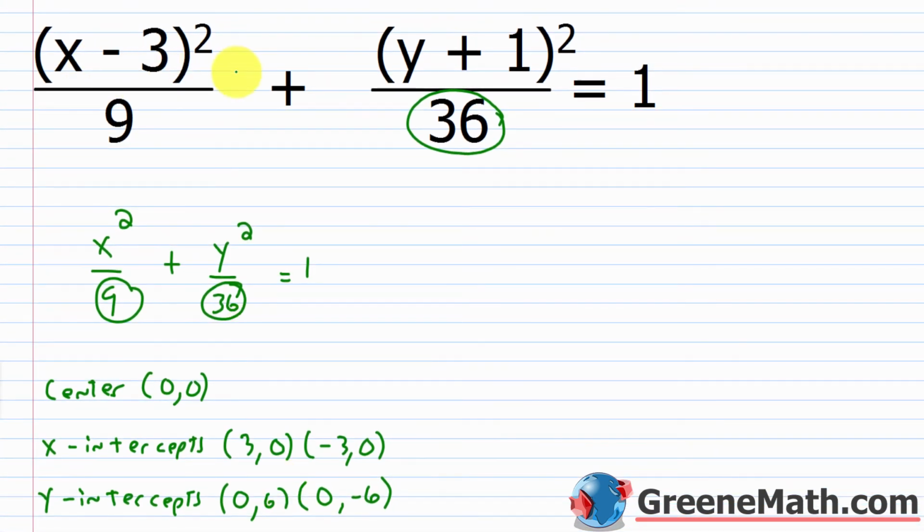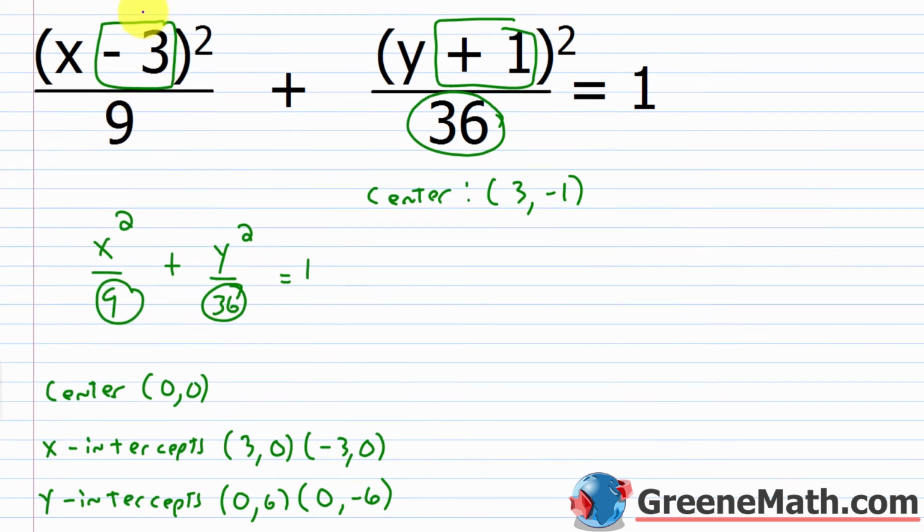What happens is the ellipse we're looking at here has been shifted 3 units to the right and 1 unit down. So the center will now be at 3, negative 1. You might say, well, where did you get that? Again, the formula is (x minus h) quantity squared over, in this case, since we have a vertical ellipse, b squared.